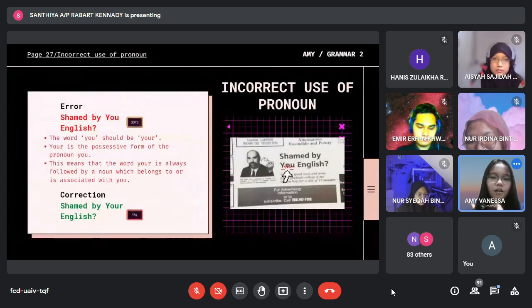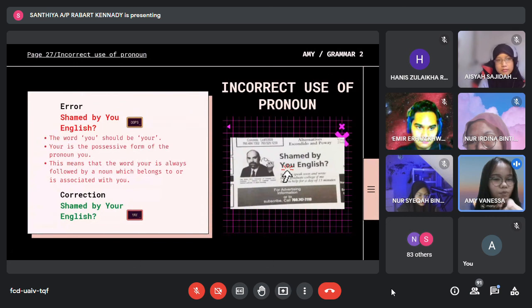Okay, so one of the examples is "Shame by you English." Isn't the word you supposed to be your? Well, your is the possessive form of the pronoun you, and this means that the word your is always followed by a noun that belongs to or is associated with you. So the correct sentence is "Shame by your English." Okay, so next.